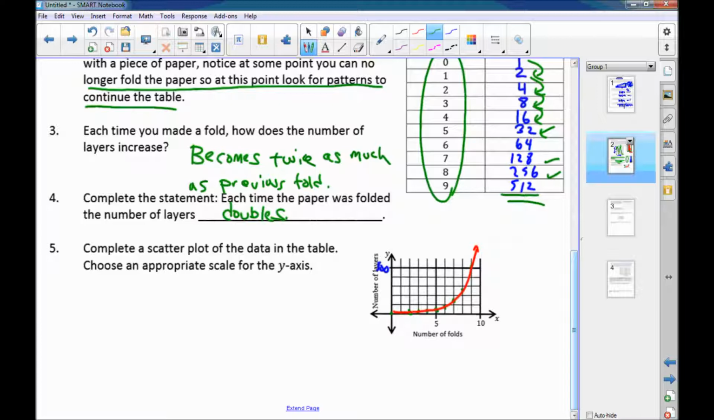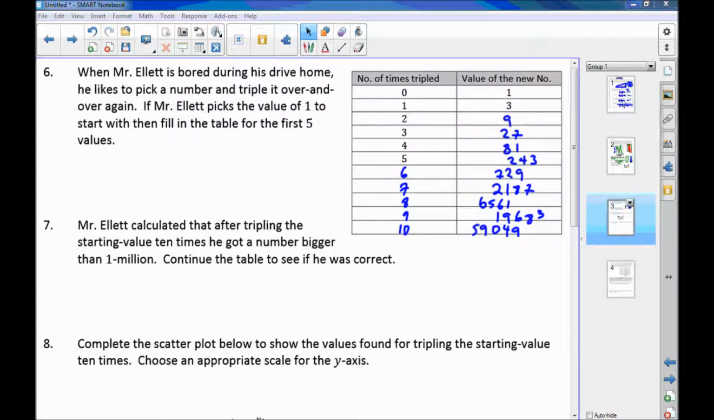Okay, so if we keep going, we can see what this graph looks like. So this curve we talked about in class is called an exponential curve. So this is an exponential function. It is growing exponentially, which in this case is doubling every time. Okay. Okay, on the third page here, we have when Mr.